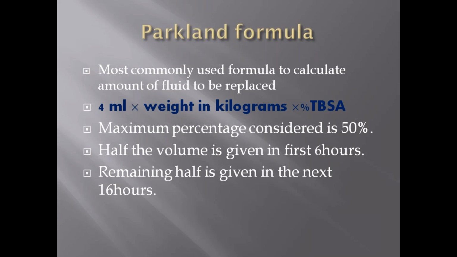If you cannot remember all the formulas, please do remember the Parkland formula, because we usually follow this Parkland formula in our clinical practice. This is the most commonly used formula to calculate the amount of fluid to be replaced. It is also easy to remember. It is 4 ml into weight in kilograms of the patient into percentage of total body surface area involved. But the maximum percentage considered is only 50%. Even if the burn is more than 50%, we will not consider more than 50%. Half of the volume is given in the first 8 hours and the remaining half is given in the next 16 hours. So you have to divide according to this.